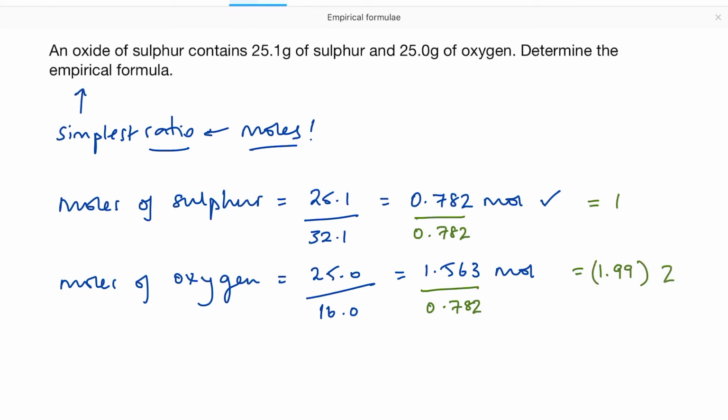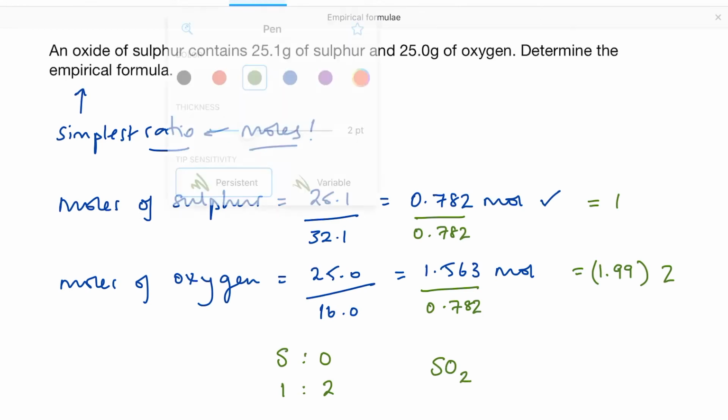Now, you need to be really careful with rounding up at A level. Rounding up by 0.01 is fine. If it was like 1.25 or 1.5, you wouldn't round up, you would keep doubling everything till you got to whole numbers. But in this case, the ratio of sulfur to oxygen is 1 to 2. So the formula is SO2.